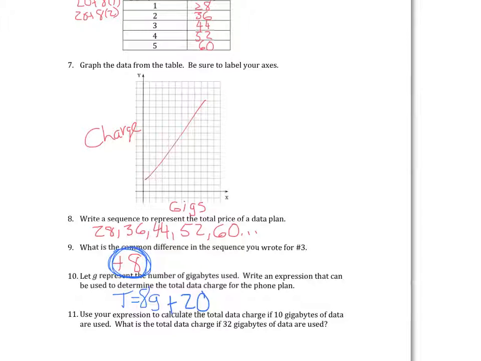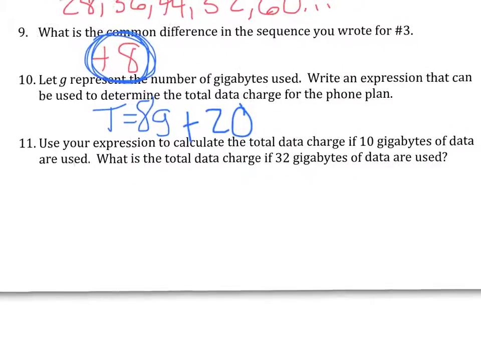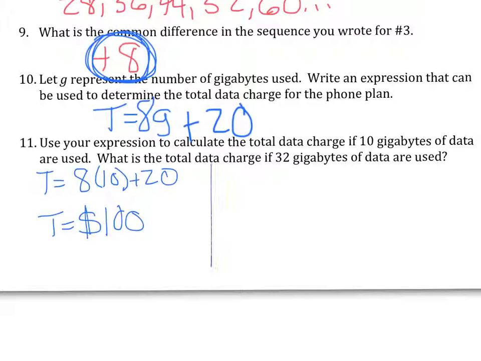So that's good. Then I use my expression to figure out for 10 gigabytes. So my total charge should be 8 times 10 gigabytes plus 20, which is 80 plus 20. That's a total charge of $100. And if you did 32 gigs, I'm sure your parents would not be very happy with you. So 8 times 32 gigabytes of data plus 20. 8 times 32, anybody? 276. 276 plus 20 more would be 296.